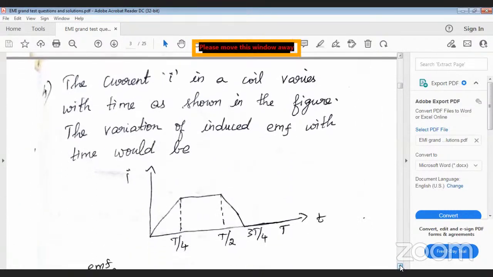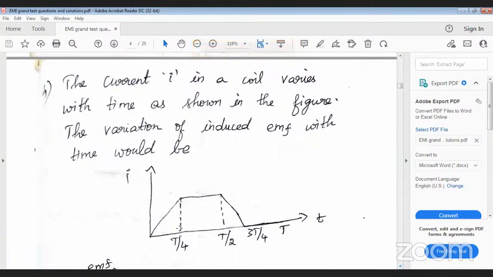And the next question is a graph based question. The current I in a coil varies with time as shown in the figure. The variation of induced EMF with time would be, okay. They have shown you the variation of current in the coil with respect to time.